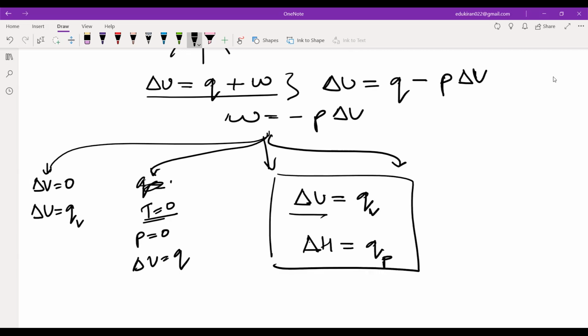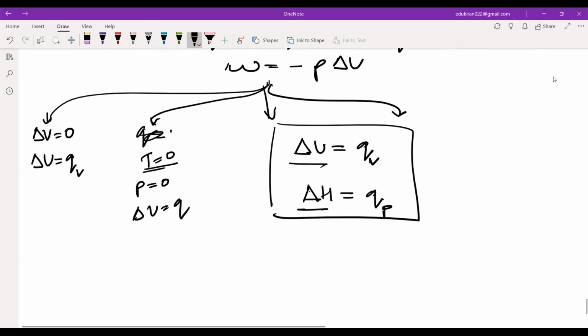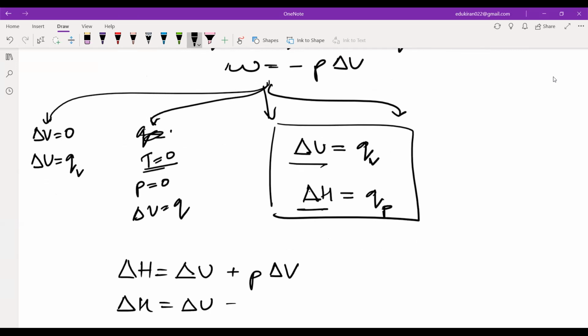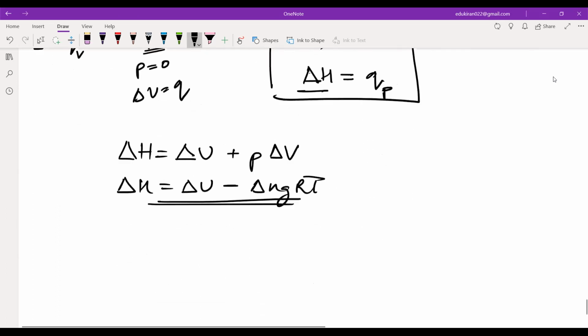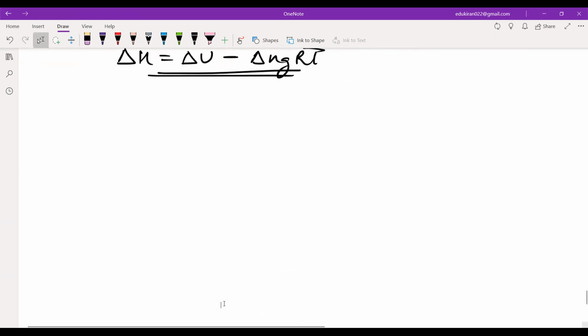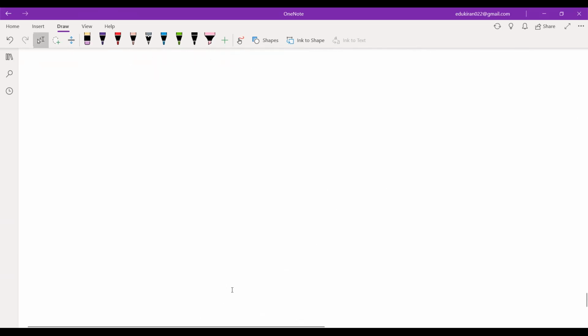Then we wrote the relationship between delta U and delta H, and there were two relationships, right? So first we had delta H is equal to delta U plus P delta V. We also had delta H is equal to delta U plus delta ng RT, right guys? Next, what did we have? We learned about Hess law and enthalpies, right? So Hess law is important, that we learned today only, so I won't write anything.